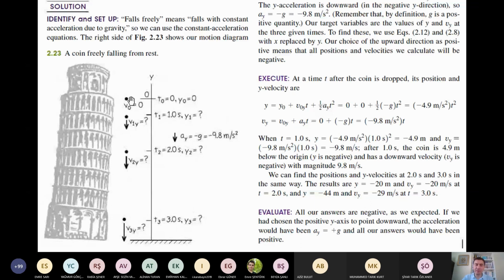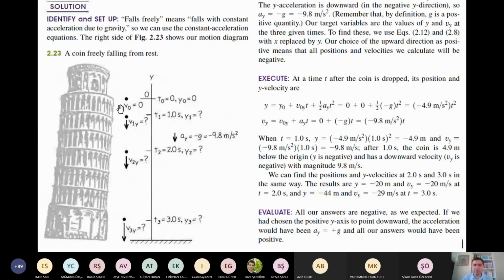This is the origin. But as I told you, you can also put the origin here, but then you must be very careful with your calculations. Depending on your coordinate axis choice, your solution will be different, but the result must be the same. So now, what was the question? What are its position and velocity after 1 second, 2 seconds, 3 seconds? So this is the initial position of the coin. Initial velocity when the time is zero is zero. Initial velocity is zero because we leave the coin from rest.